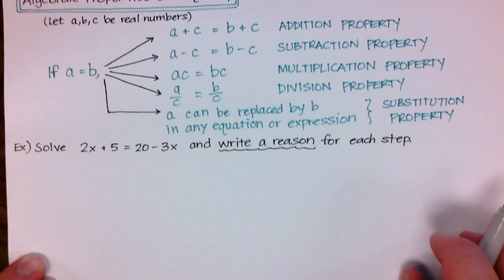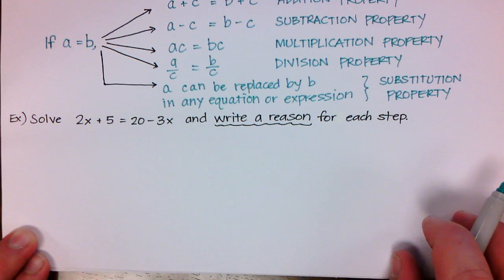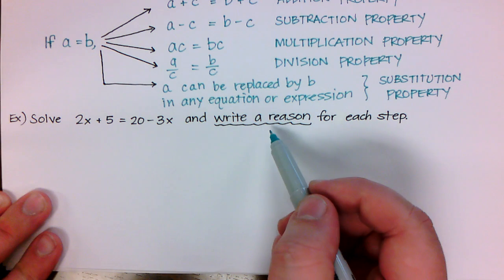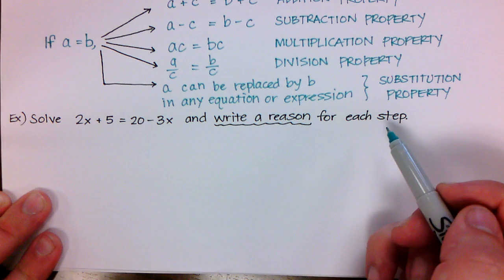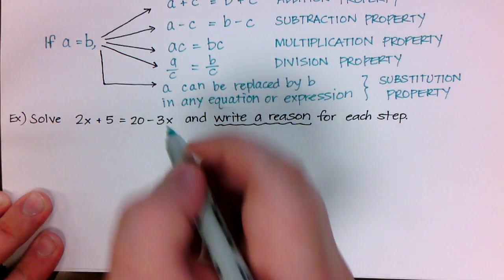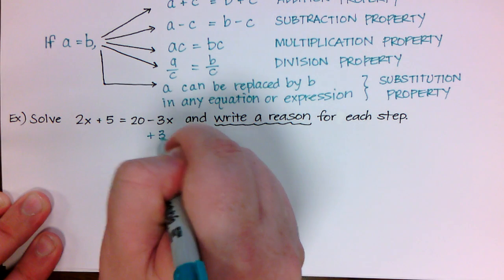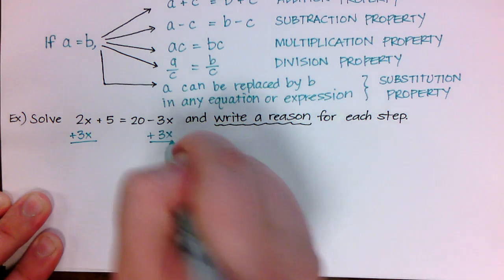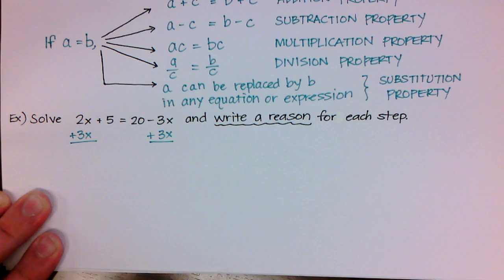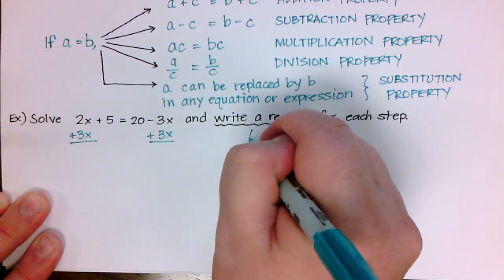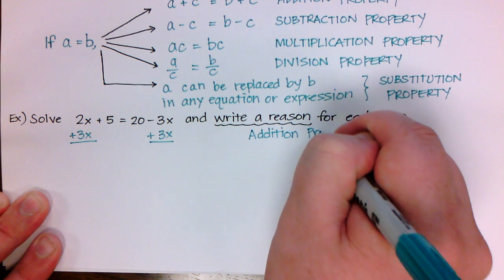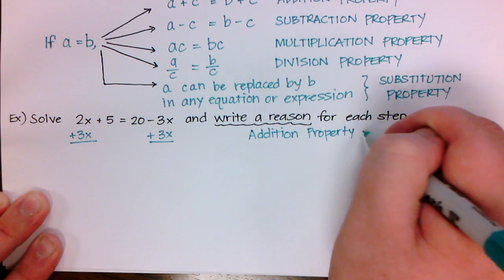And what I have for you now is a typical problem that you would have seen in algebra. And we're going to solve it. Okay, so we're going to find out what x is. But every step of the way, we're going to give a reason for that step. So if I want to find out what x is, I think first what I would do is I would add 3x to both sides, because I'm going to combine the variables. All right. So if I'm adding something to both sides, I can justify this by saying I'm using the addition property of equality.